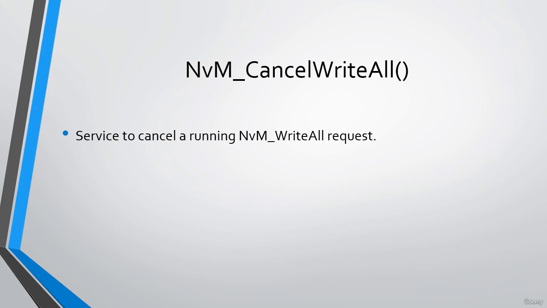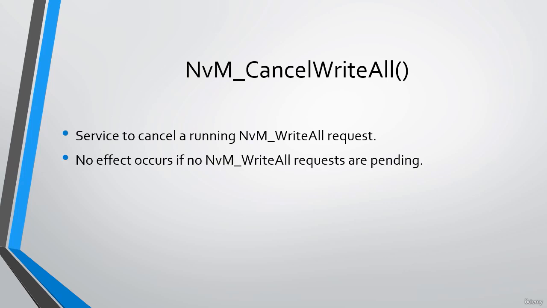NVM cancel write all is a service or API used to cancel a running NVM write all request. For example, the ECM has initiated the NVM write all, but suppose we want to cancel it due to some condition or requirement. At that time, we will call NVM cancel write all, and it will cancel the currently running NVM write all operation. If this API is called when NVM write all is not executing, there will be no effect. It is used to interrupt NVM write all.